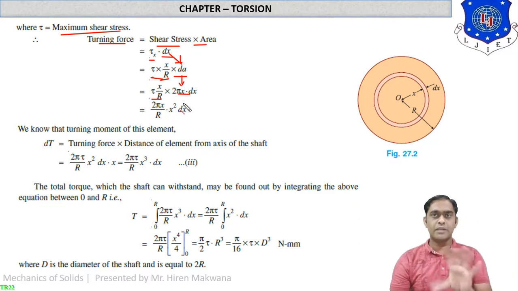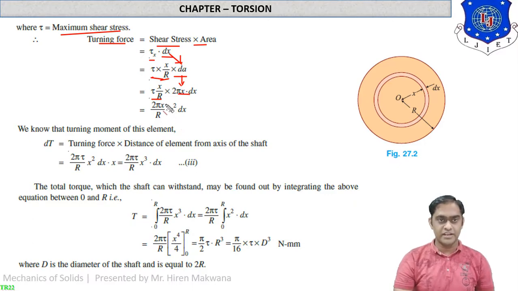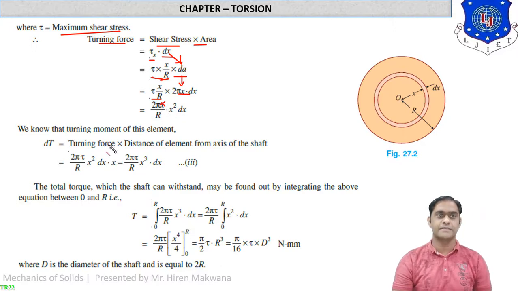So by multiplication and rearranging, 2 pi x upon r into x square dx is the final formula. Here it is not x, actually it is 2 pi into x square by r dx. Okay, x into x will be x square and dx will be as it is. Now what is torque? The torque for this smaller ring is denoted by dT.